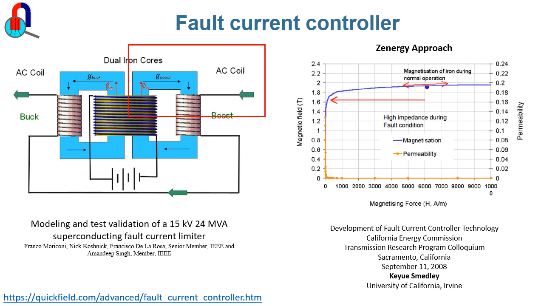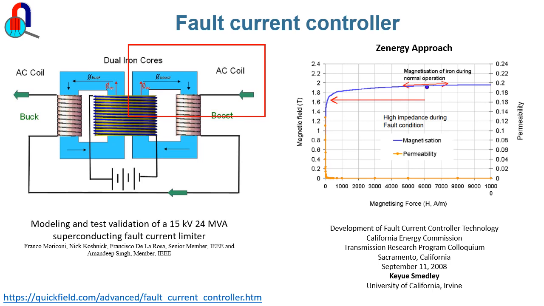Now if we have a fault current, what happens is the field due to the fault current will oppose the saturation, and it will drive the core out of saturation. If we drive the core out of saturation, then that presents a higher impedance to the fault current. This design is also used by Z Energy.